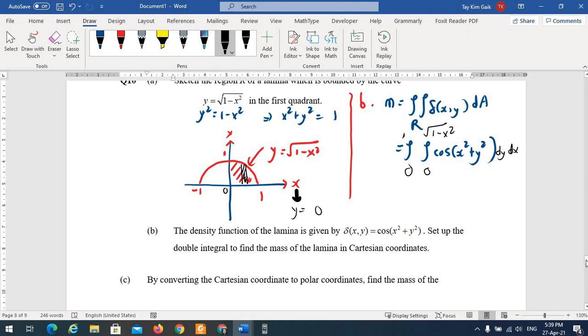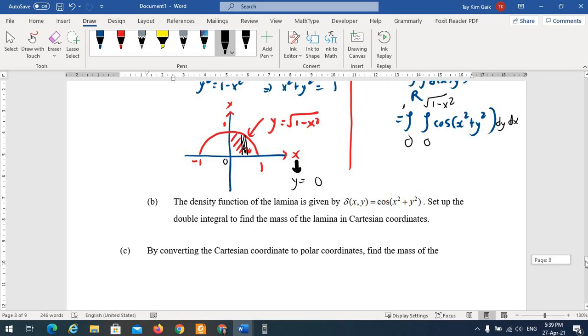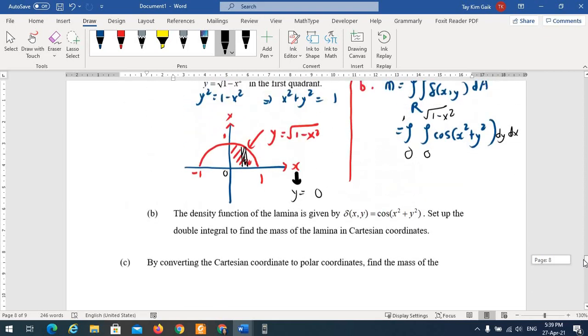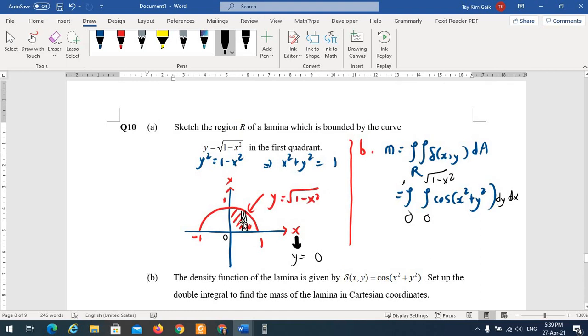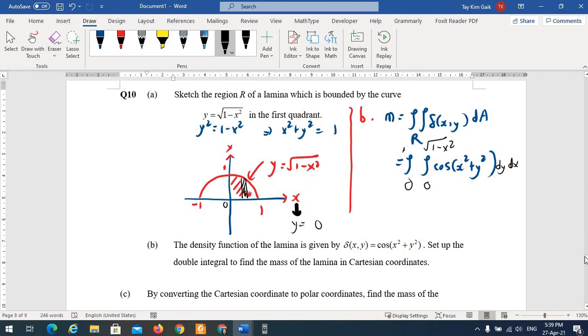And then, by converting the Cartesian coordinates to polar coordinates, find the mass of the lamina bounded by this region R. Because as we learned last night, if the region R is bounded by a circular region, here a quadrant of the circle, it will be easier to use polar coordinates. Because if not, later on you will meet the integrand square root 1 minus x squared, where you need to use trigonometric substitution. It will be difficult to integrate. So it will be easier to change to polar coordinates.